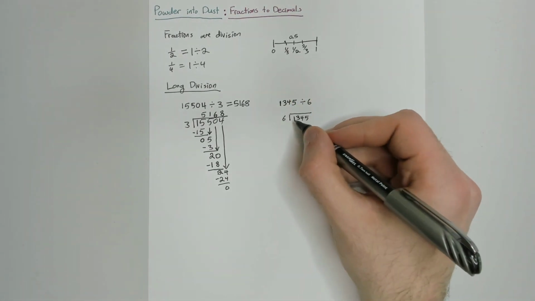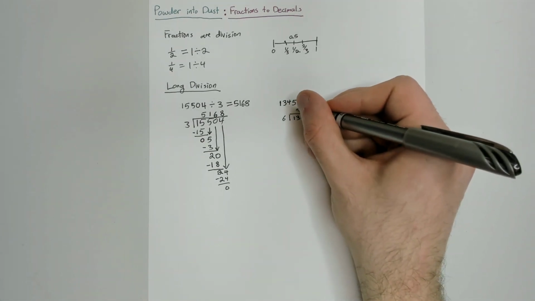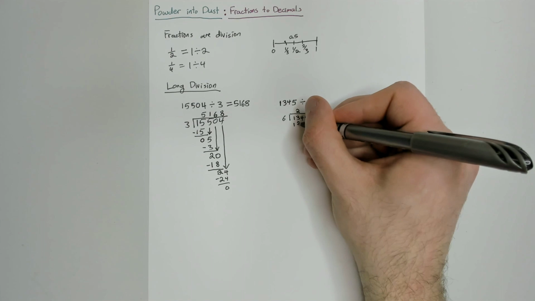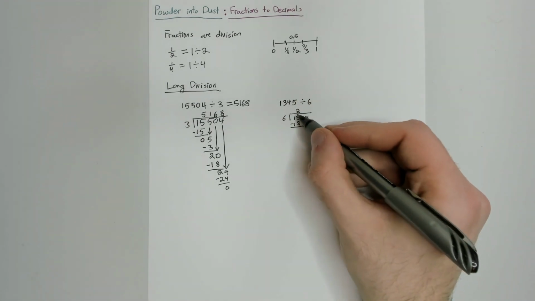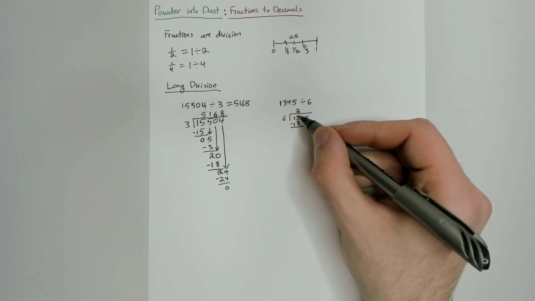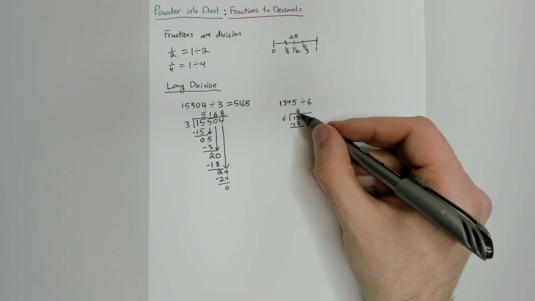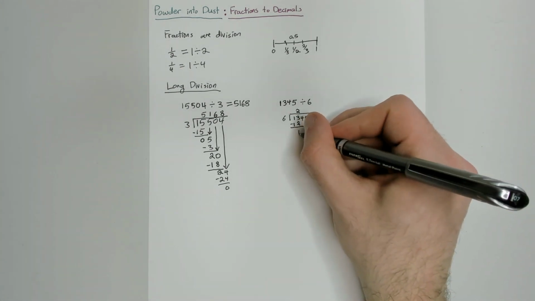How many times does 6 go into 1? It doesn't, so we have to look at the 13. It goes into 13 twice, right? 6 times 2 is 12. So we're going to subtract off the 12, because again, we're saying, okay, 6 goes into this 13's part 2 times. So now that we've accounted for that, we want to remove that and just look at the rest of the number. So 13 minus 12 is 1.